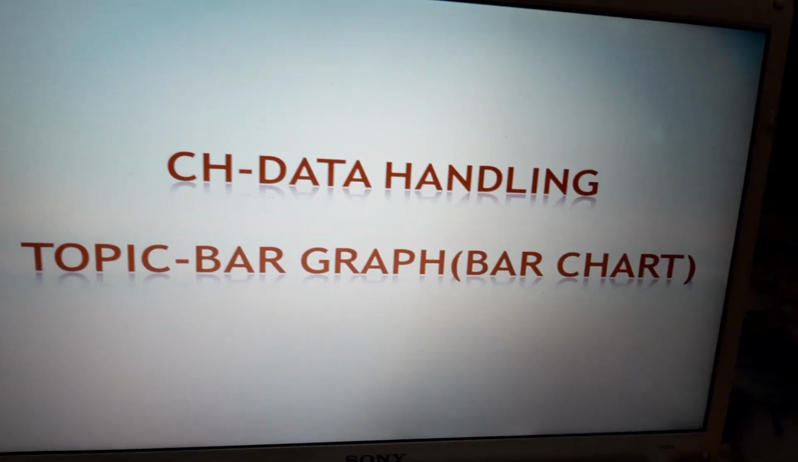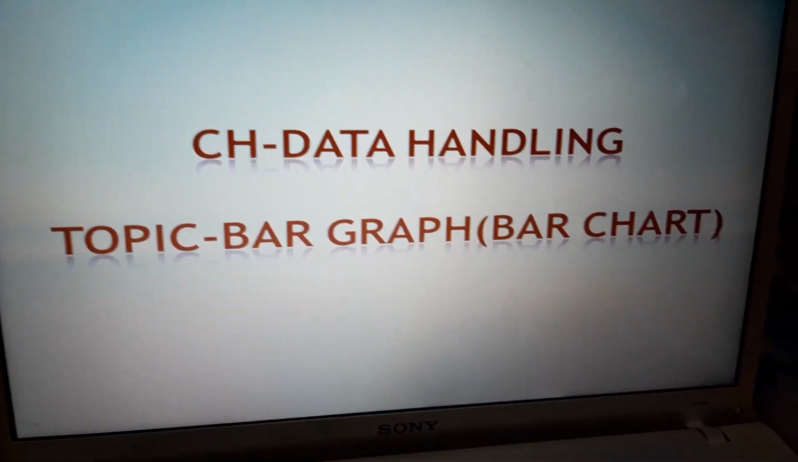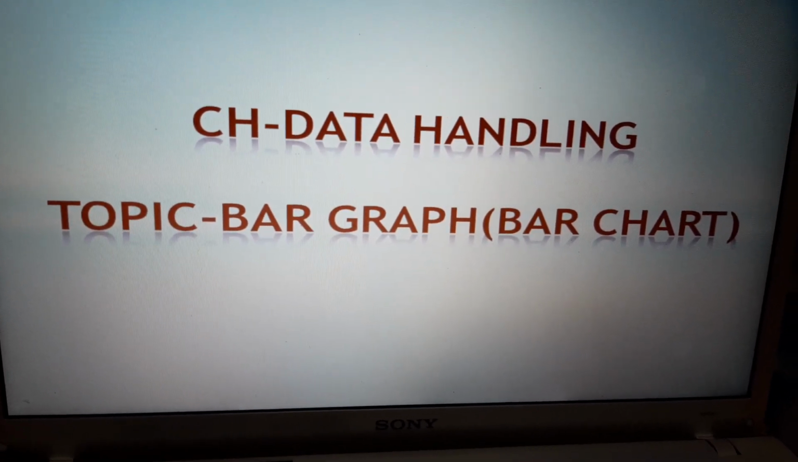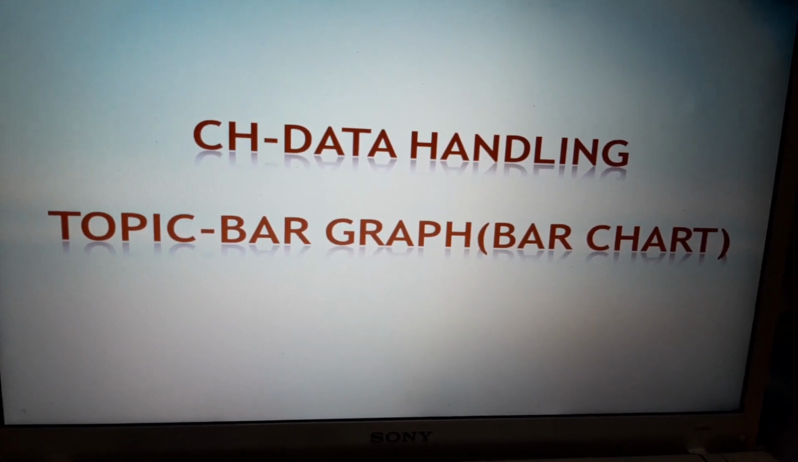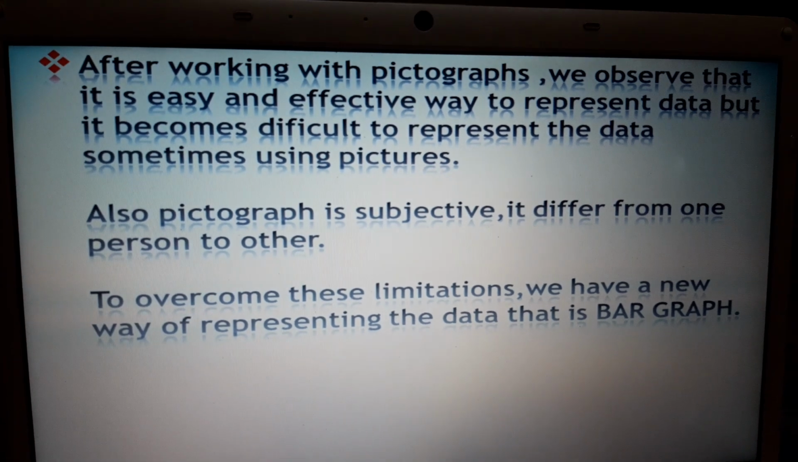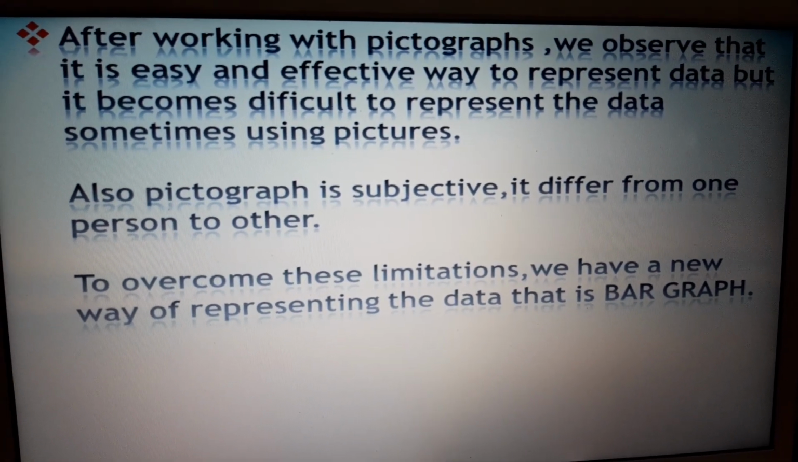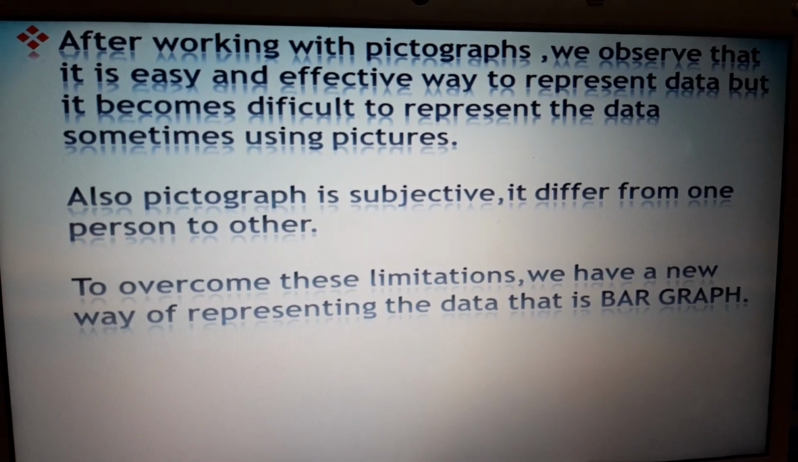Good morning, students. We were doing the chapter of data handling, and the next topic in this chapter is bar graph, or you can say bar chart, one and the same thing. So, let's start with this topic. Now, before this, we have done tally marks, pictographs also to represent the data.